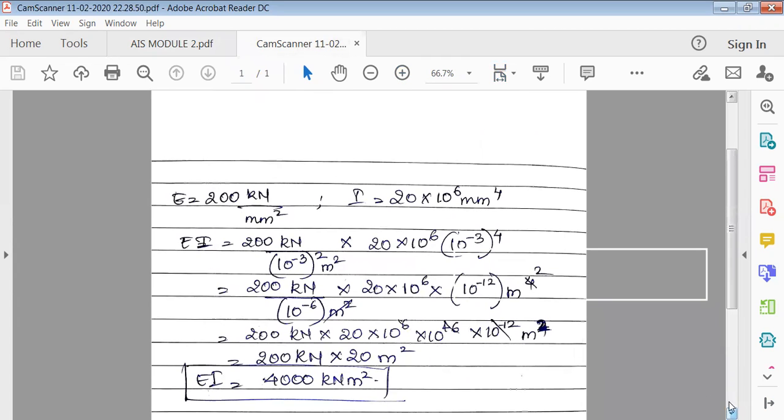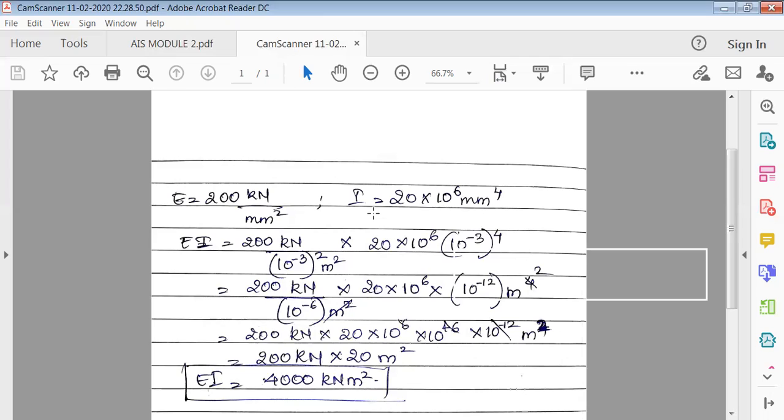So the value of E is 200 kilonewton per mm square, and I is 20 into 10 to the power 6 mm raised to 4. First keep kilonewton as it is. When I multiply E and I, it is 200 kilonewton divided by mm square. I'm converting to meter, so mm to meter is 10 to the power minus 3, and because there is a square here, it is squared. Now the unit becomes meter square.